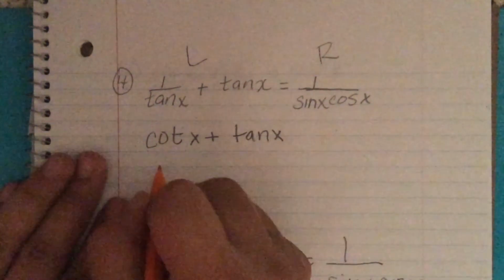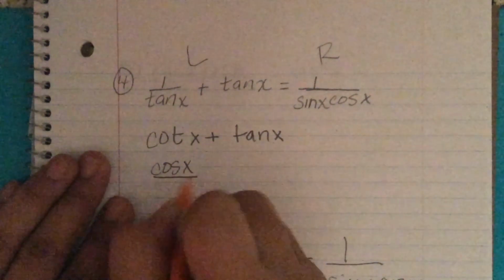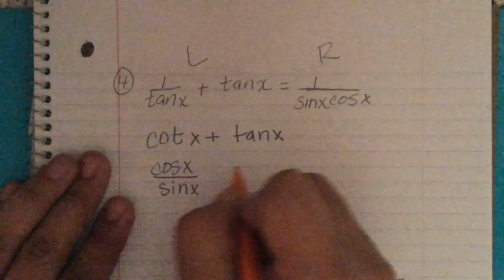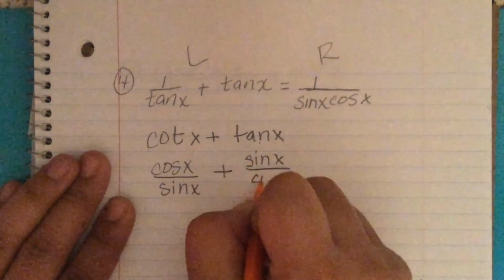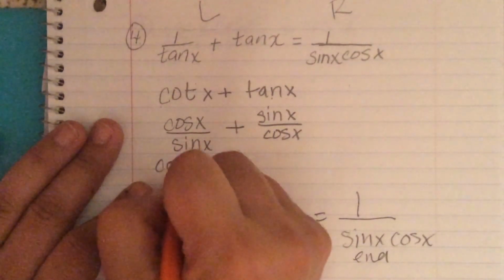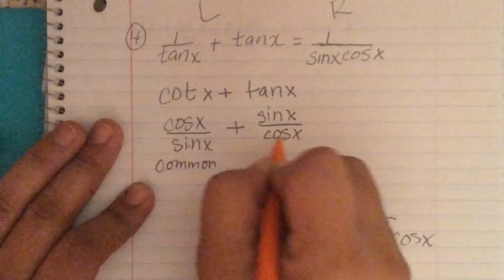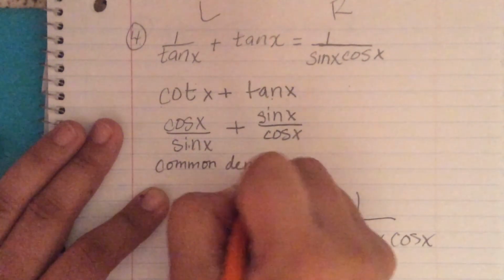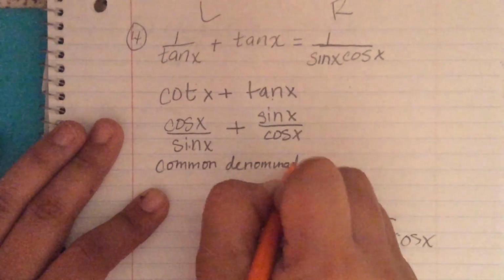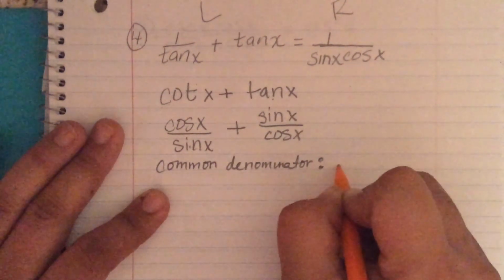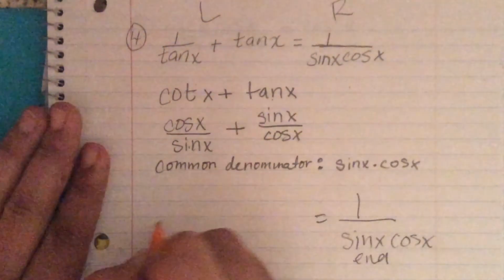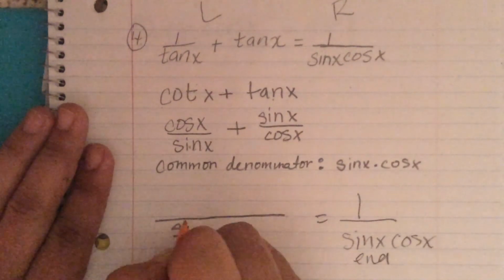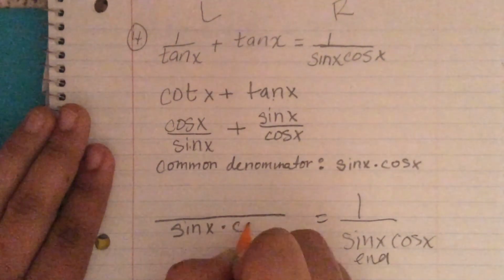So the cotangent is the cosine of x over the sine of x, plus the tangent is the sine of x over the cosine of x. Then we need to get a common denominator. The common denominator is when you multiply both of the denominators. So in this case, the common denominator is sine of x times the cosine of x. So I'm going to put it right here, sine of x times the cosine of x.